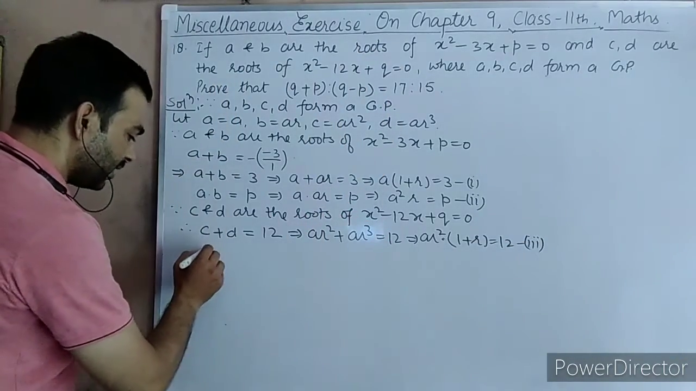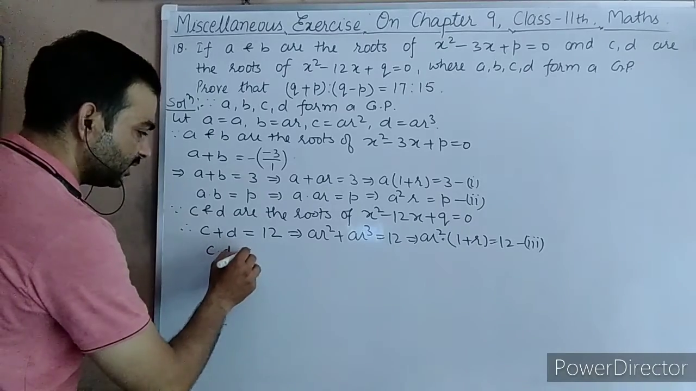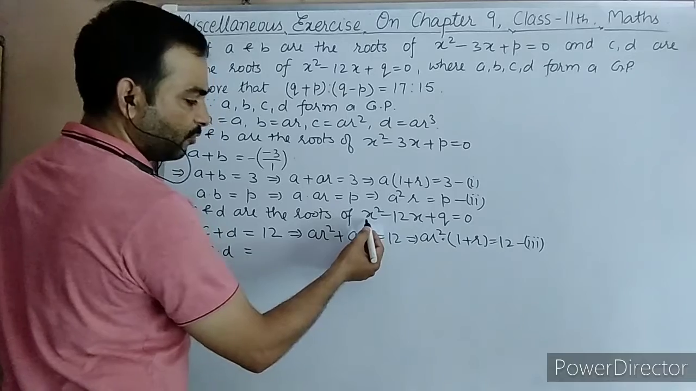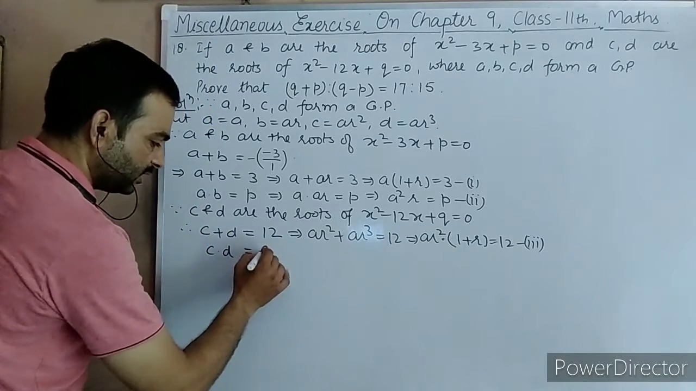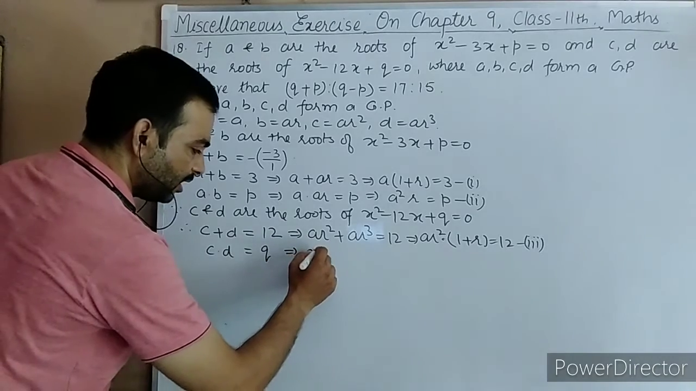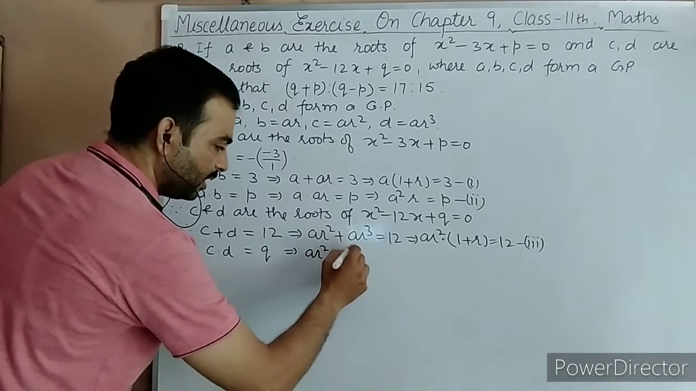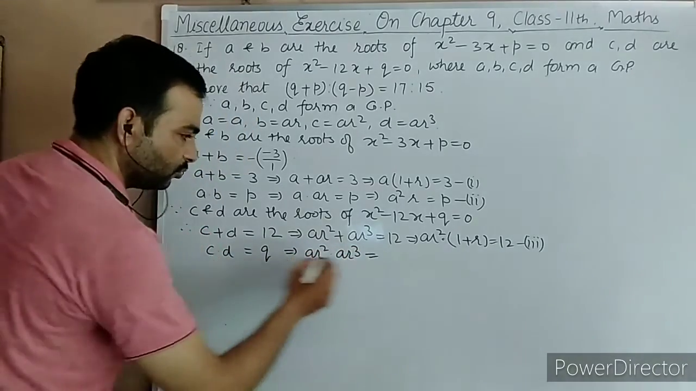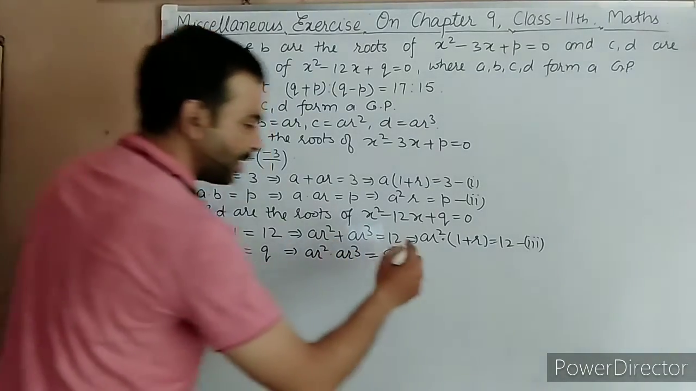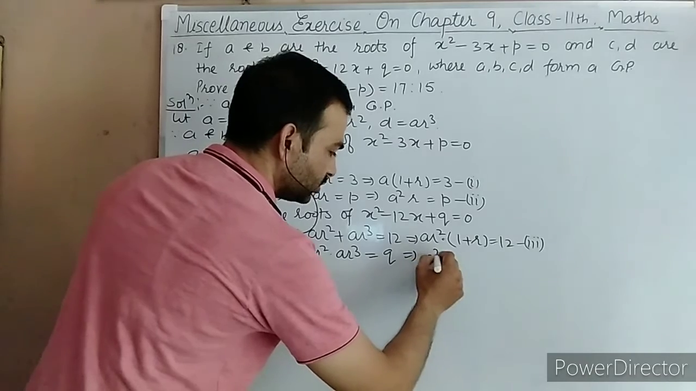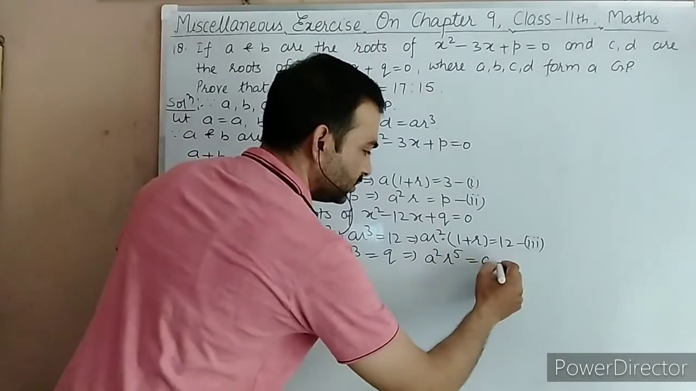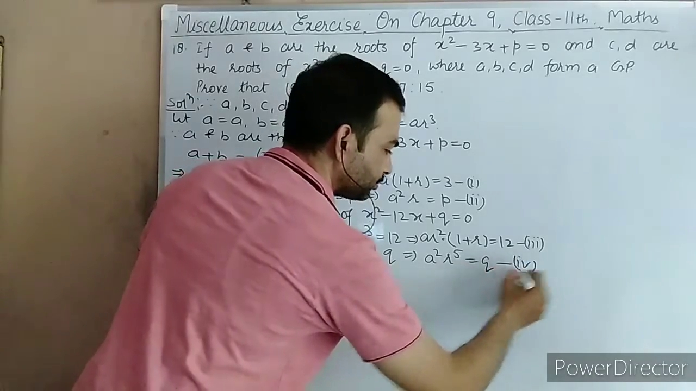Now the multiplication of roots, c into d, is equal to the constant term upon the coefficient of x², which is q. Replace c and d by ar² into ar³. It is equal to q. Again I get a²r⁵ = q, which is equation number 4.